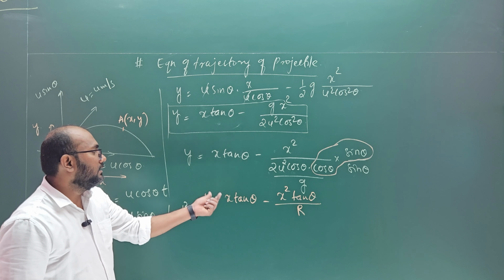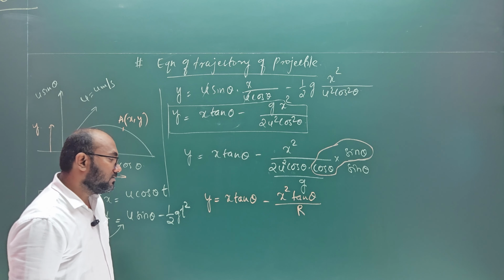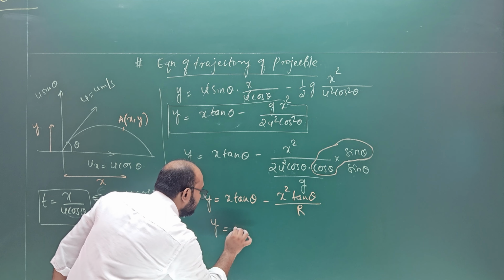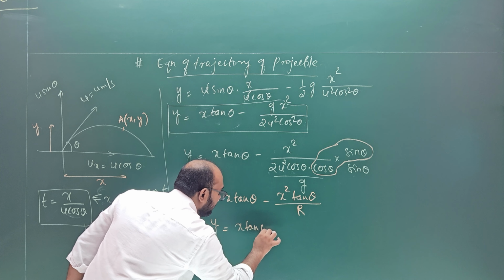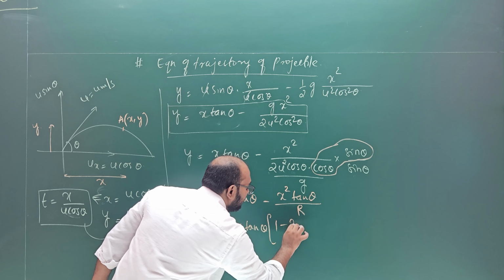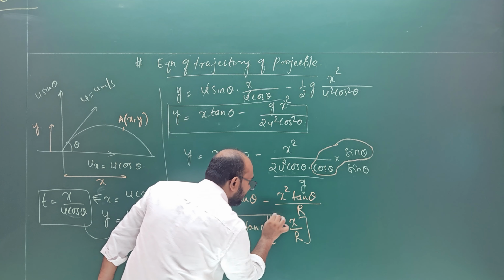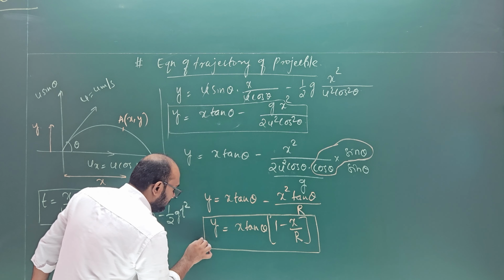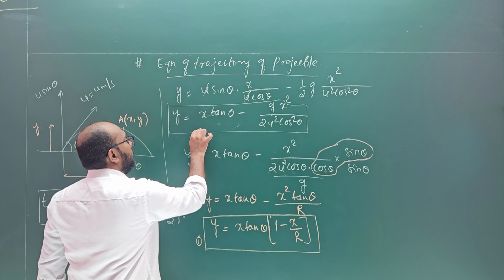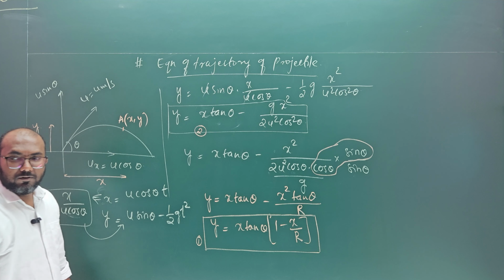Can I take x tan theta common also? By taking x tan theta common, left out will be what? 1 minus x upon R. All you need to remember these two equations, equation number 1 and this equation number 2.